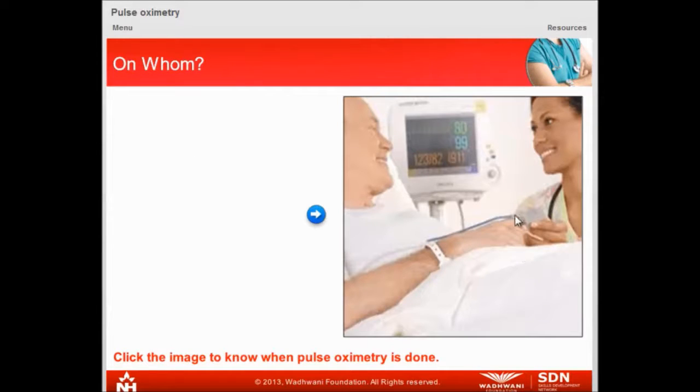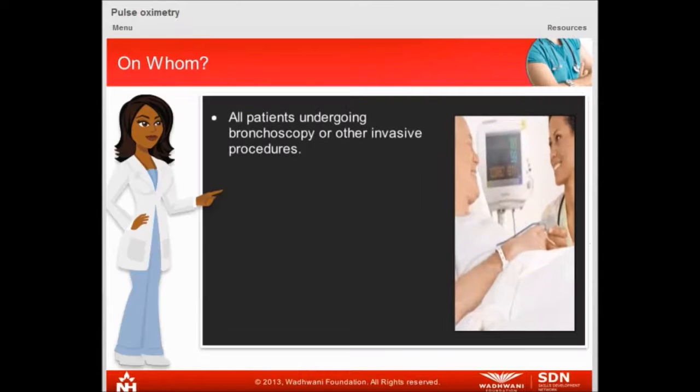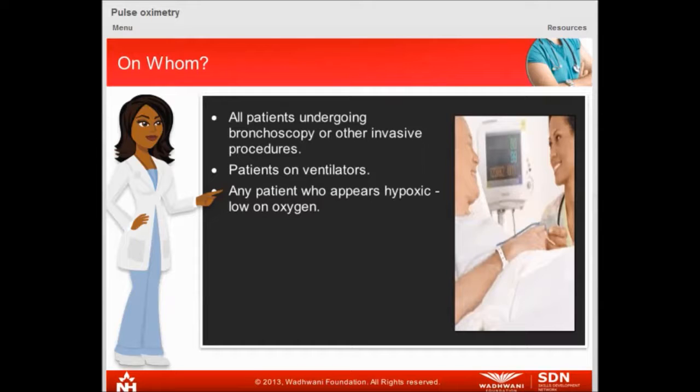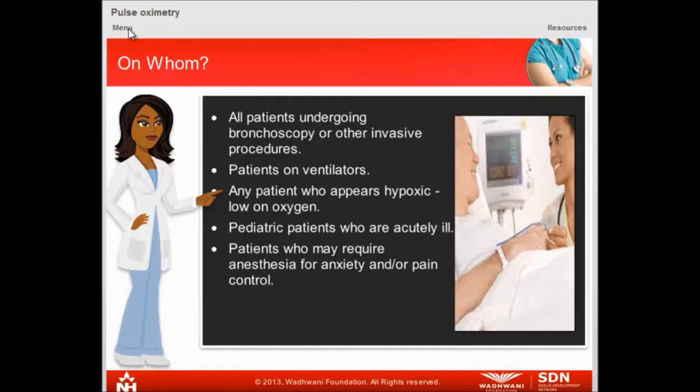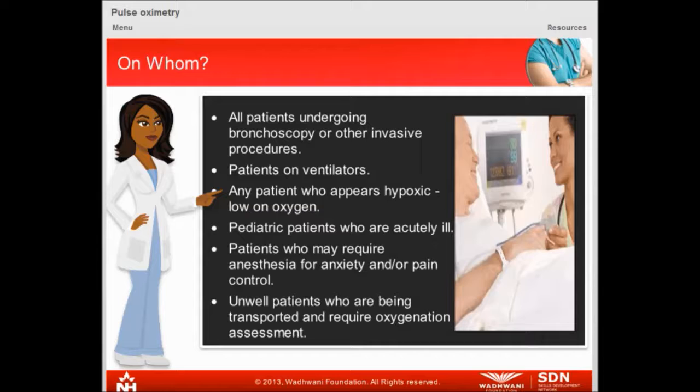Click the image to know to whom pulse oximetry is applicable. All patients undergoing bronchoscopy or other invasive procedures require pulse oximetry. Patients on ventilators. Any patient who appears hypoxic, that is, low on oxygen. Pediatric patients who are acutely ill. Patients who may require anesthesia for anxiety and/or pain control. Unwell patients who are being transported and require oxygenation assessment.